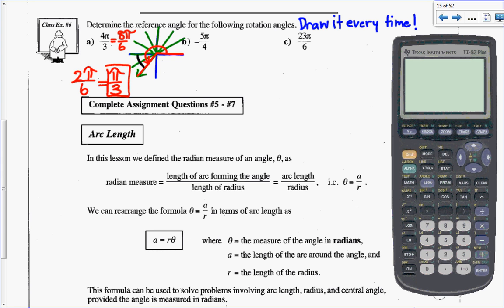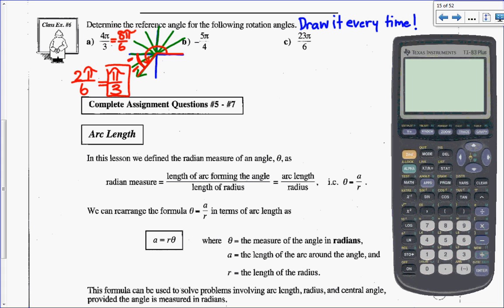Now there are other ways to do it. I can figure out coterminal angles and go through a whole bunch of other steps. But if I know my unit circle and I can just draw it and I can just look at it and see that this reference angle here is 2 pi over 6's, then I've got my answer right there at a glance. Okay, let's try that for the next one.